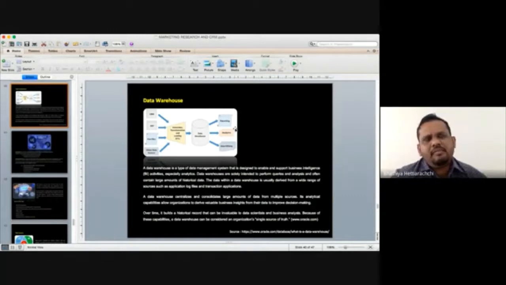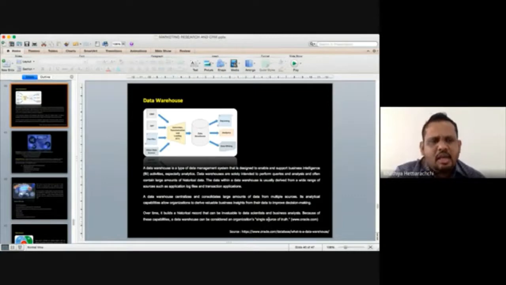Their shopping will increase. Or it might tell you, okay, based on the customer behavior patterns in the past, during the Christmas, he will go to these places. So if you give discounts at these outlets, he will value it more. So such business insights it can give you, right? From segment level to individual customer level, right? So it says again, over time, it builds a historical record. So it collects information and you have a historical record that can be invaluable to data scientists and business analysts. Because of these capabilities, a data warehouse can be considered an organization's single source of truth, right?